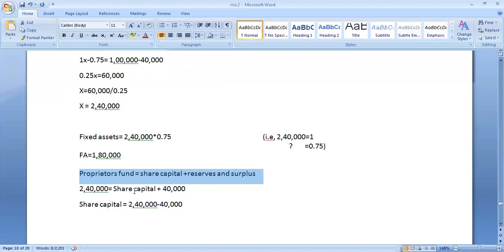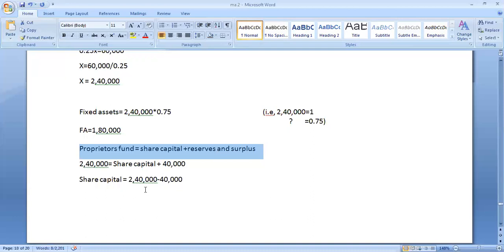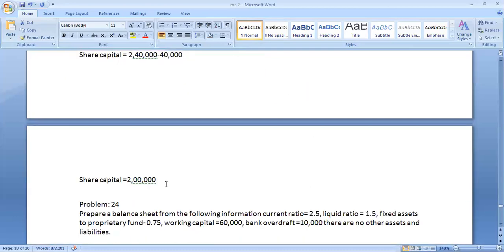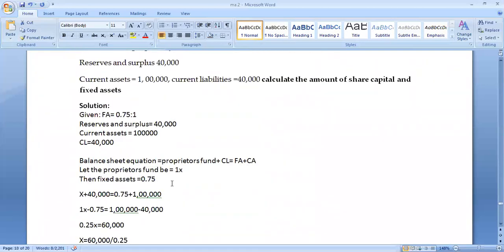We need the share capital. So just take this 40,000 here, which comes to around 2,40,000 minus 40,000, which is 2 lakh as the share capital. So what was asked to calculate? You are asked to calculate the share capital and the fixed assets. Clear?